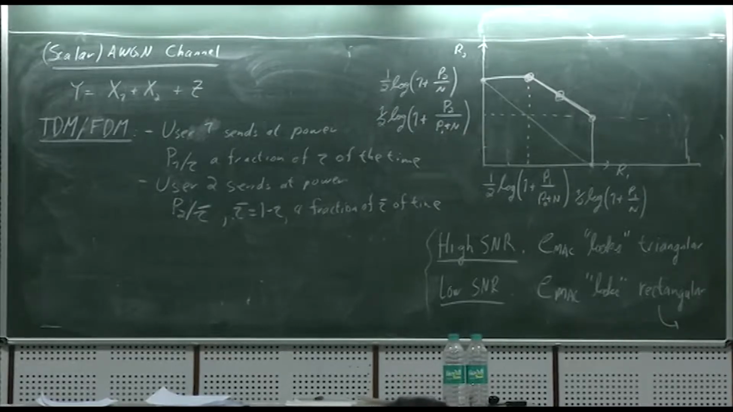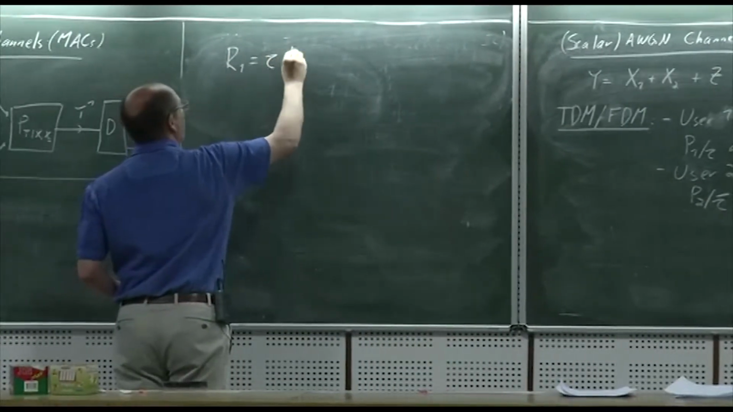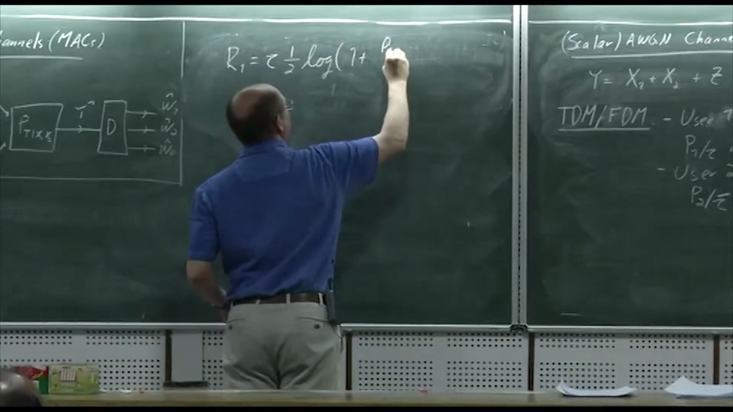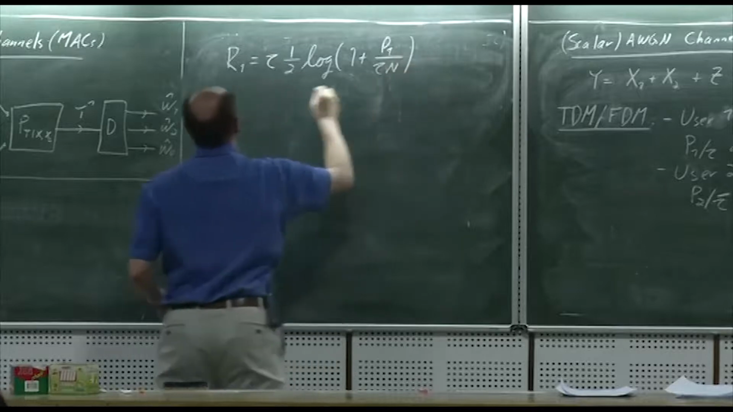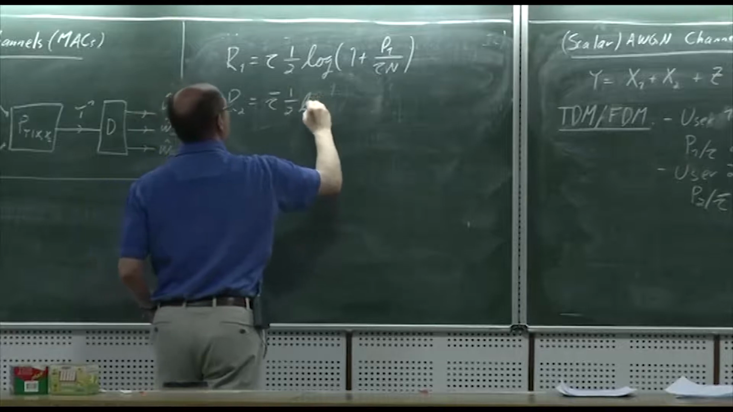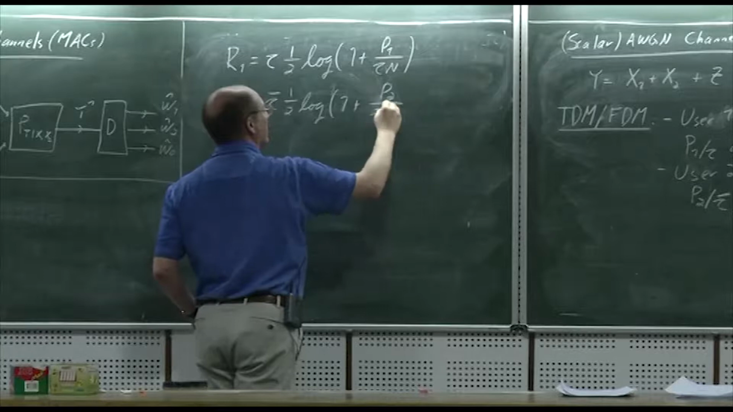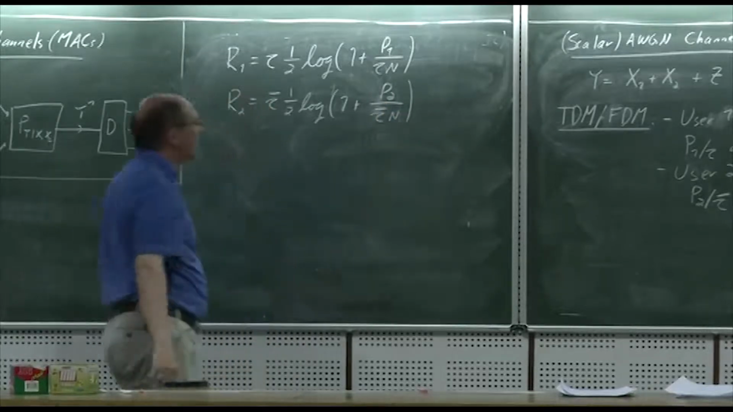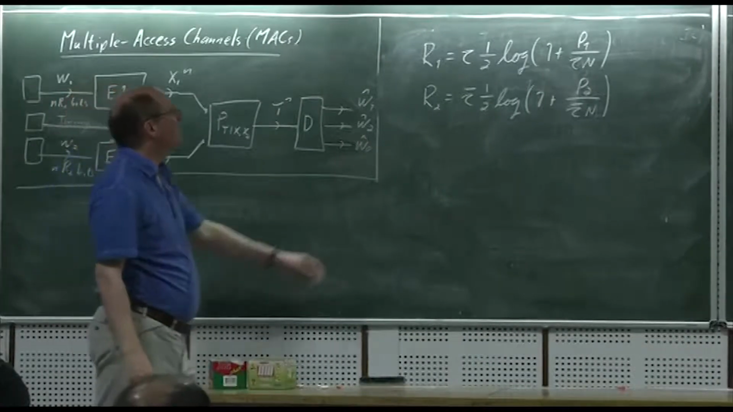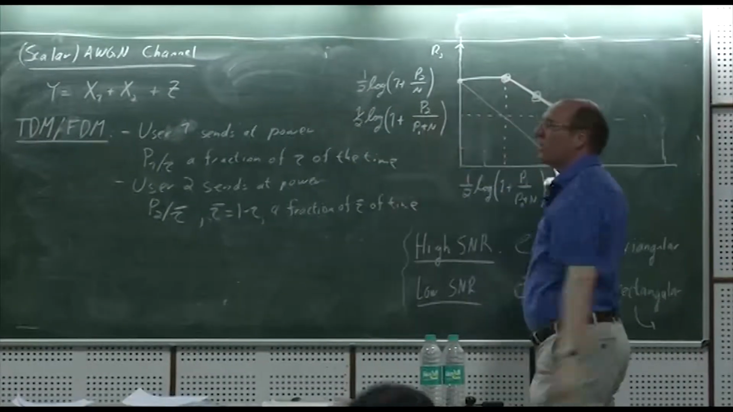So what are the rates of this strategy? Well, R1 is going to be tau times 1/2 log of 1 plus P1 over tau N, and R2 is equal to tau bar times 1/2 log of 1 plus P2 over tau bar N. For example, if we choose tau to be 1, then tau bar is 0, this is 0, and we're operating at this point. Otherwise, we're up at this point, but let's see what happens in between.